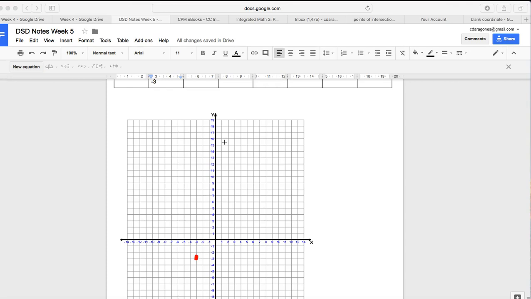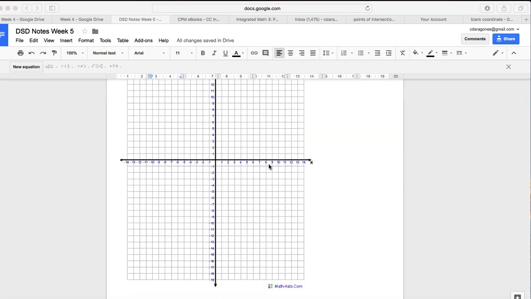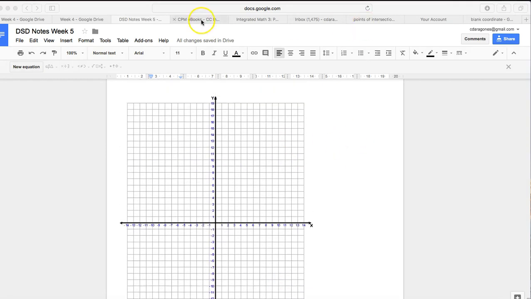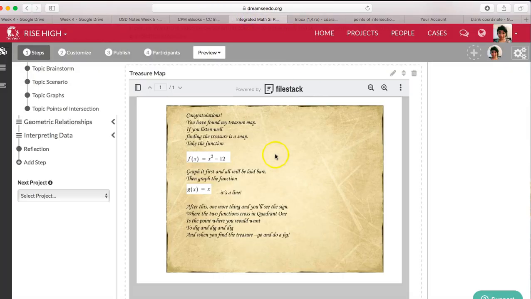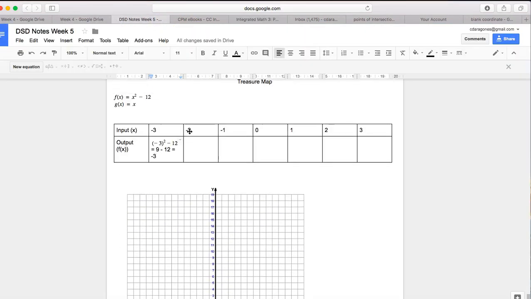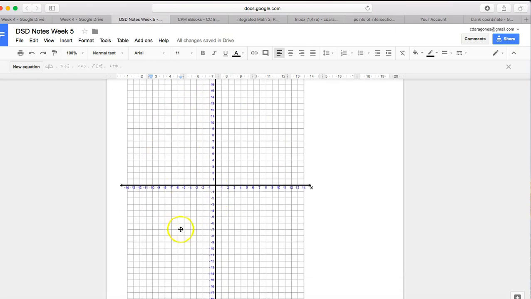Okay, so now that you've graphed both of your functions, I don't have the graph here because I want you to do this yourself. We're going to look at the other clues in the treasure map. It says, after this, one more thing, and you'll see the sign, where the two functions cross in quadrant 1. Hopefully this is review, but if this is new to you, that's okay. In the coordinate plane, the XY plane, there are 4 quadrants. There's this one, this one, this one, this one.